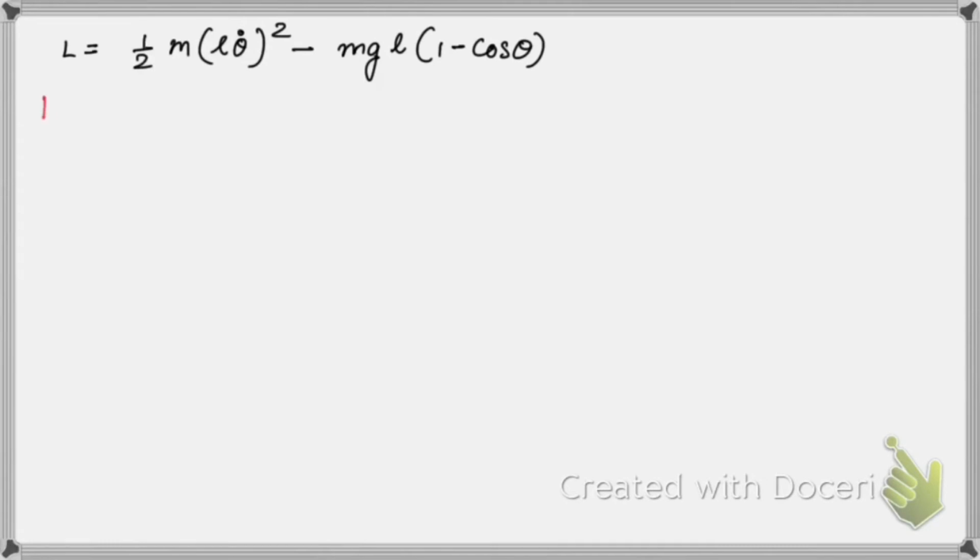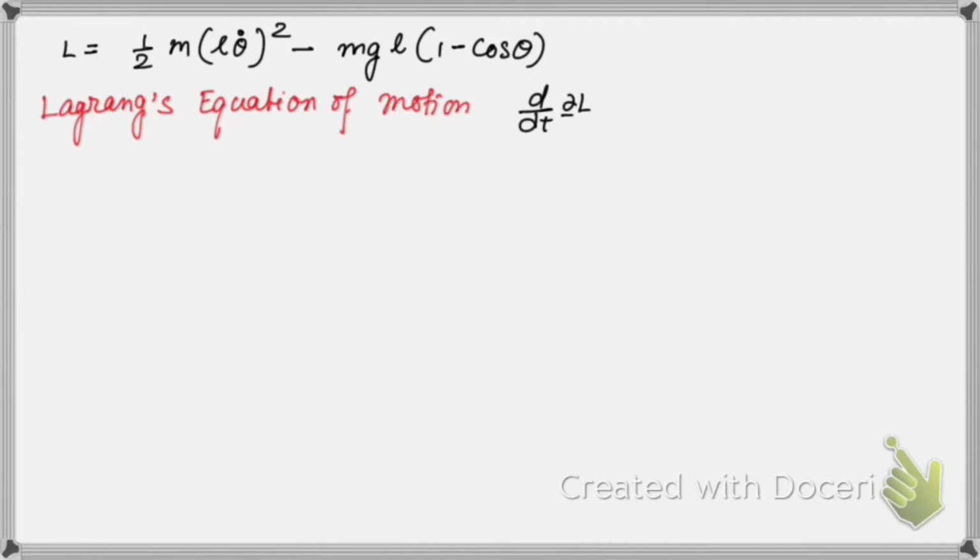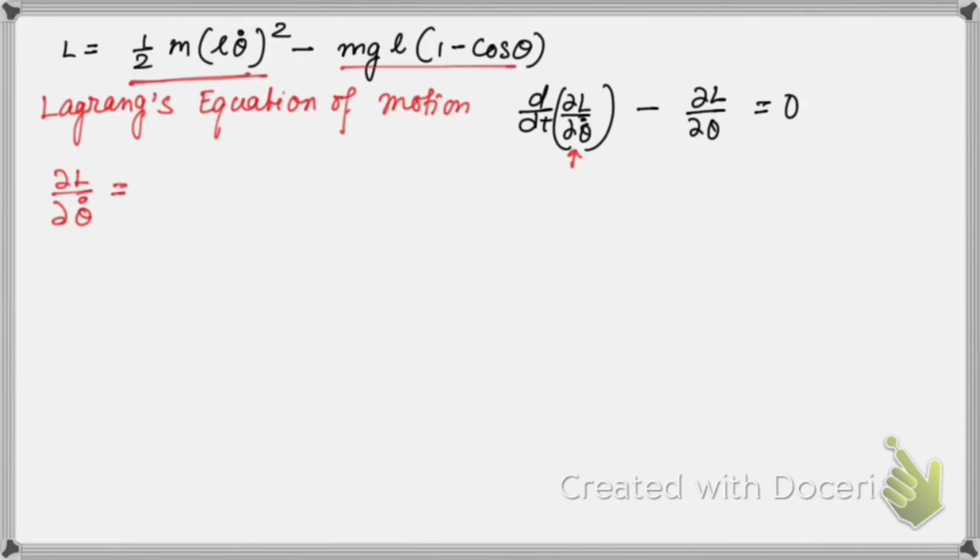Now the Lagrange equation of motion is d by dt of del L by del theta dot minus del L by del theta is equal to 0. So let's find this first, del L by del theta dot. Here you can see these two terms: the first term is a function of theta dot, but the second term is not.